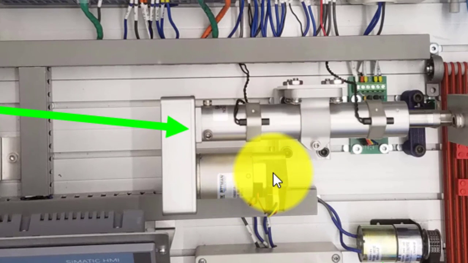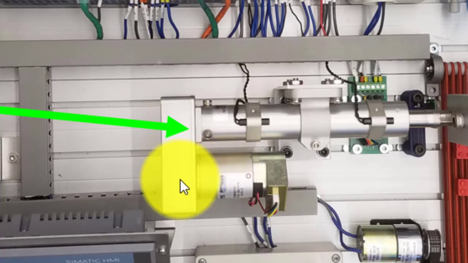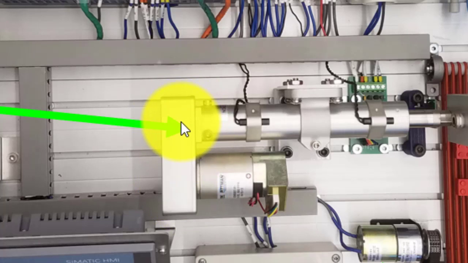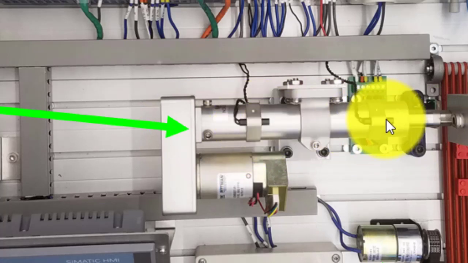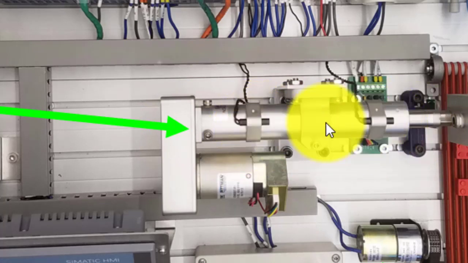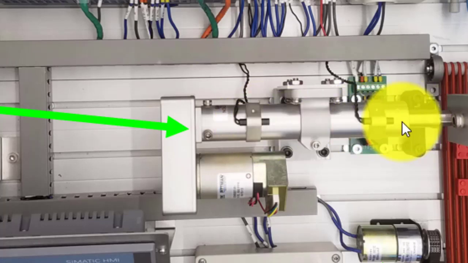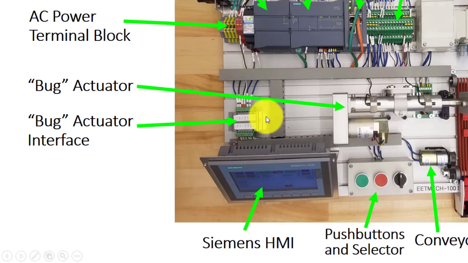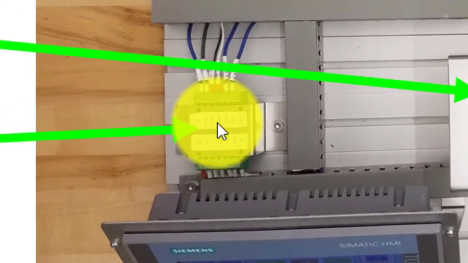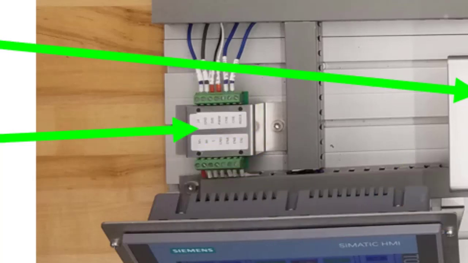That actuator includes a DC motor, which has an optical encoder attached to it, and the motor is attached by a belt and a pulley to a lead screw. And as the lead screw turns, this actuator moves out and back. And there are two limit switches, magnetic reed switches, on the actuator to tell whether it's at its extended extreme or retracted extreme. And those are used to make sure that the motor isn't driven past that limit. Then there's the bug actuator interface, which has an H bridge and has some interface circuits for the encoder signals.